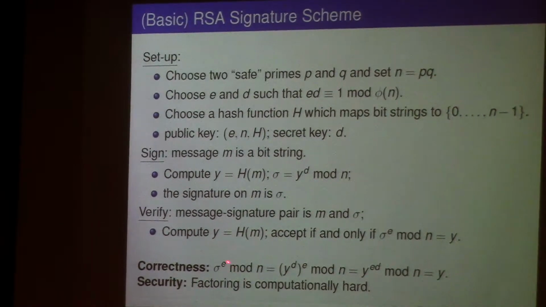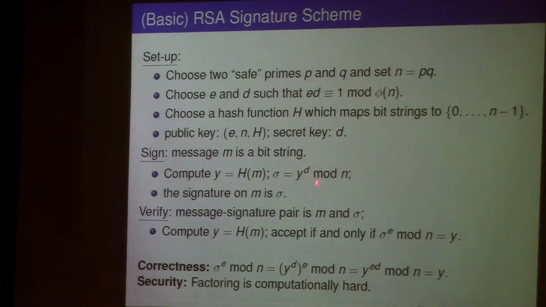And well, verification is, again, the message is no longer a secret. So the person who is trying to verify the message can apply this hash function h to m to get y, and accept if and only if sigma to the power e mod n is y. And this works because sigma to the power e is y to the power d to the power e, which is y to the power ed mod n, which equals y. This requires a bit of an argument. We'll skip that. So this is simple enough.